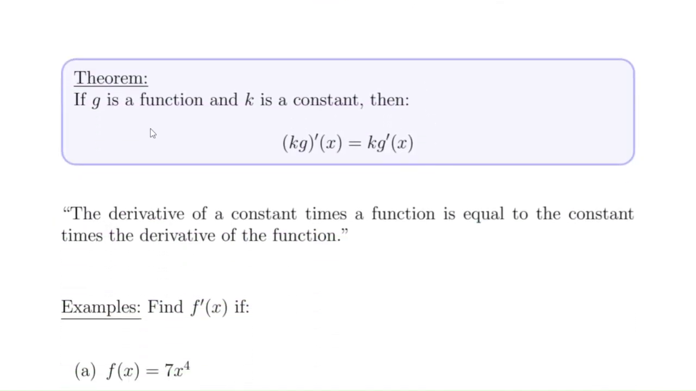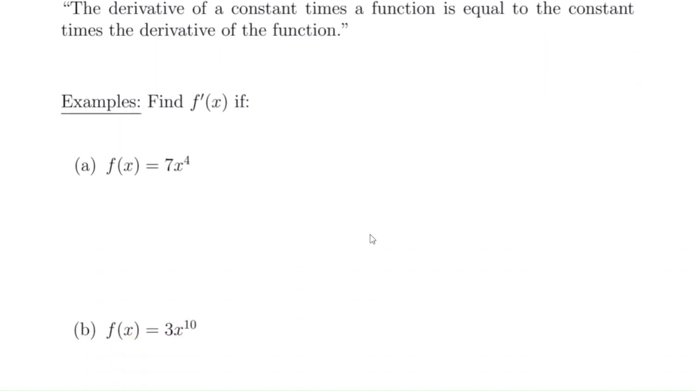Okay, the next theorem says, if g is a function and k is a constant, I don't know why I use g instead of f here, but if g is a function and k is a constant, then the derivative of k times g is equal to k times the derivative of g. Now, the notation here is a little messy and a little confusing, but the way I remember this is the derivative of a constant times a function is equal to the constant times the derivative of the function. And even saying it like that might be a little confusing, but let's do an example.